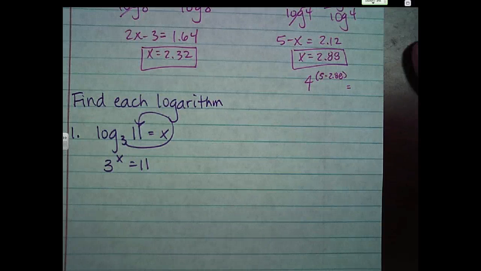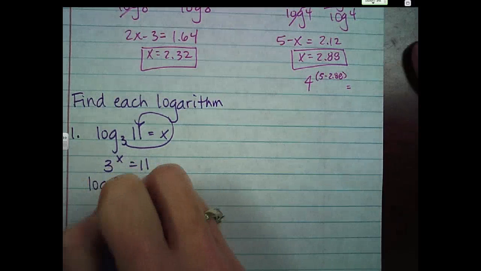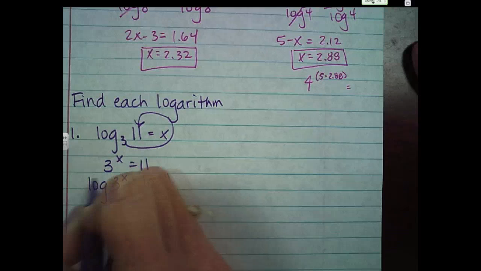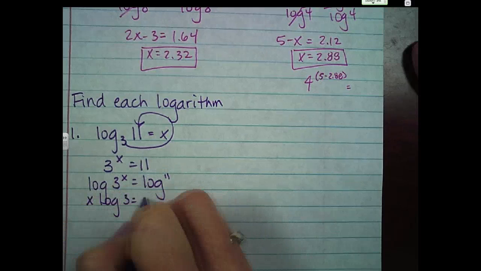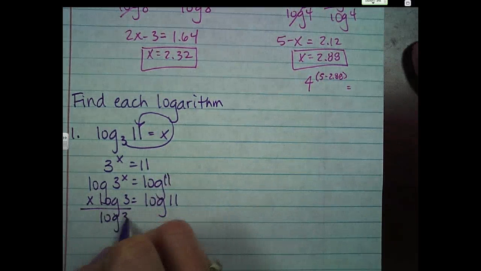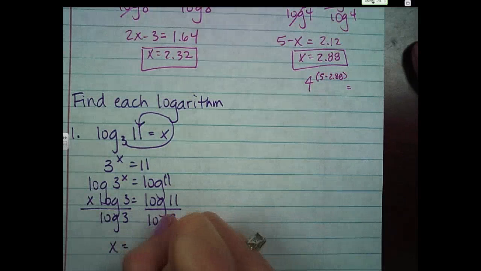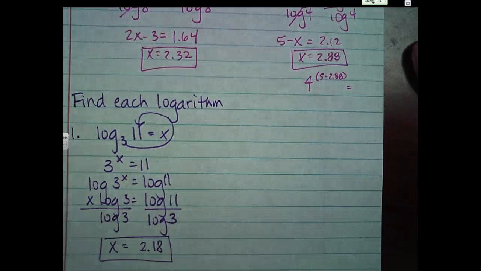And how are you going to solve that? Log both sides. You're trying to find an exponent, now it's the same problem. You should know how to get from here to here. So if you take log 3 to the x equals log 11, it pushes the x in front. So log 11 divided by log 3 is 2.18, which is what we said. I know 3 squared is 9. I was only trying to get to 11.